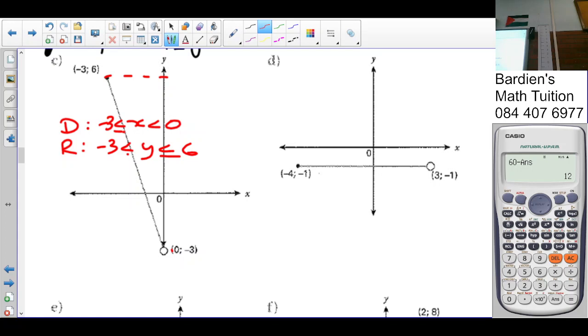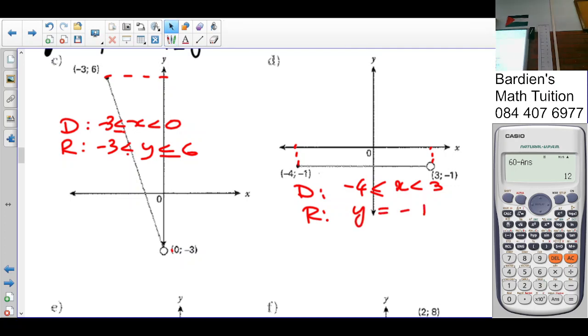The domain for this graph here, the graph we're reading from left to right. This graph starts existing at negative 4 till 3. So x is greater than negative 4 but less than 3. Is it equal at negative 4? Yes. Is it equal at 3? No. What's my range? y is equal to negative 1. Do you see that?